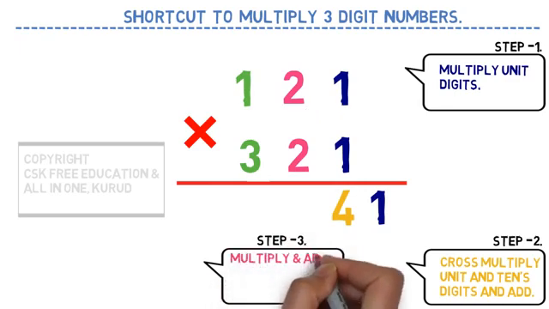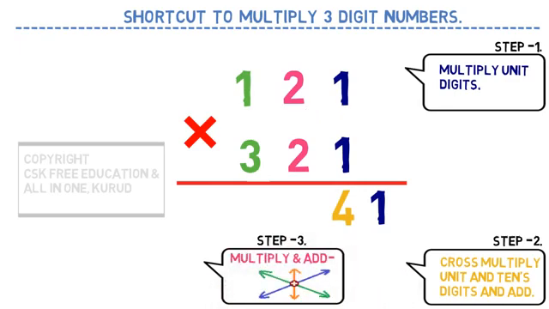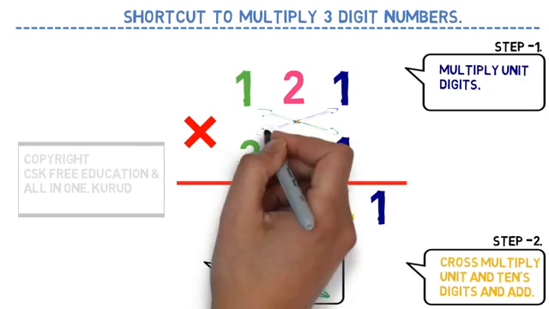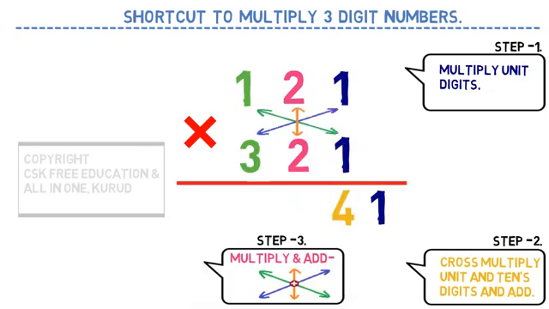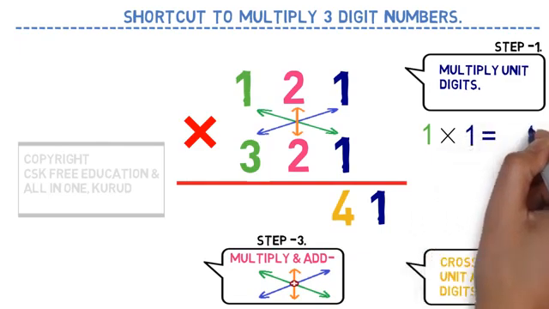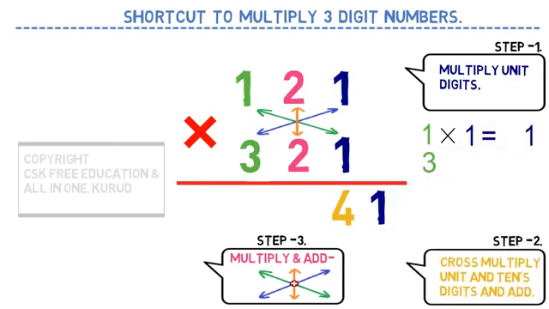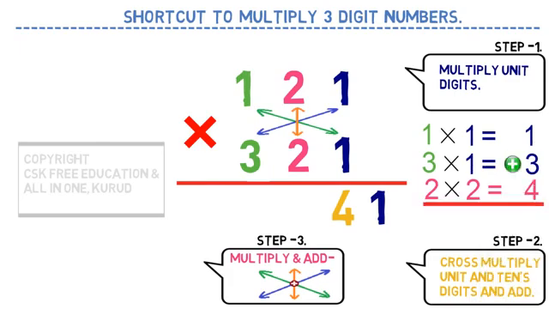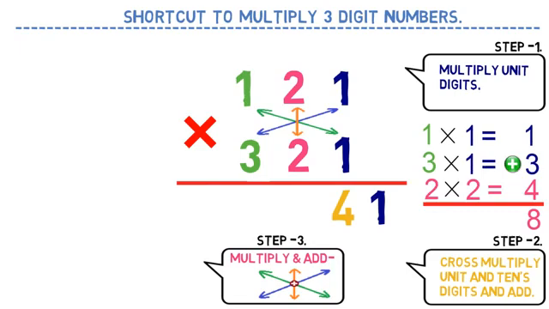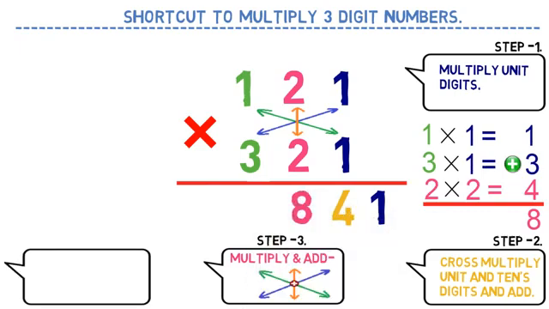This is a little complex, but don't worry. As the symbol shows, we need to multiply the unit digit with the hundreds digit. Once again, we have one more unit digit and hundreds digit, and the tens digit with another tens digit. And once this is done, we need to add all of this. So let's do it. We have 1 into 1, which is 1. Now 3 into 1, which is 3. Now 2 into 2, which becomes 4. Now add all these: 1, 3 and 4. The sum is 8. This is the hundreds digit of our answer.